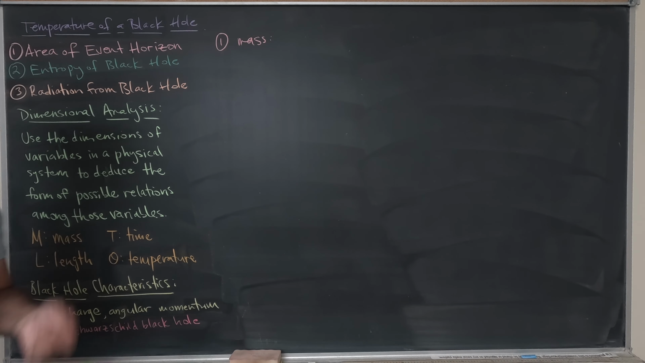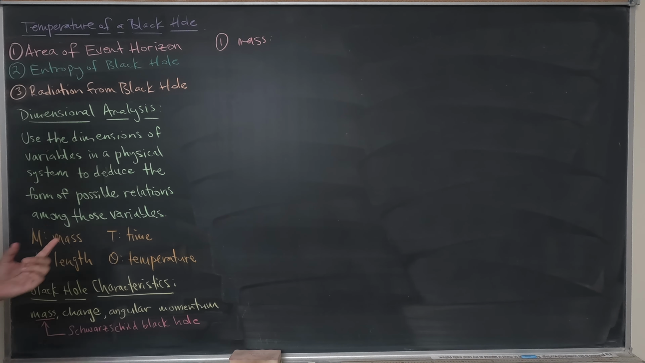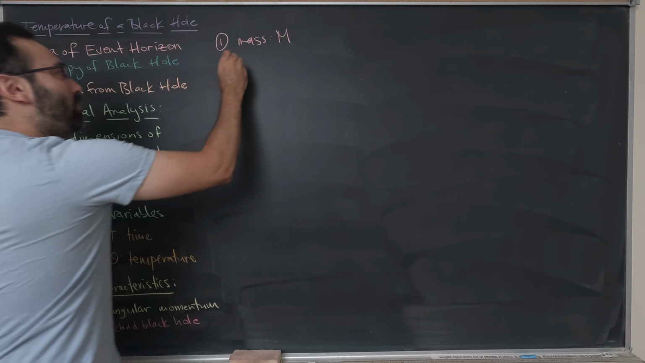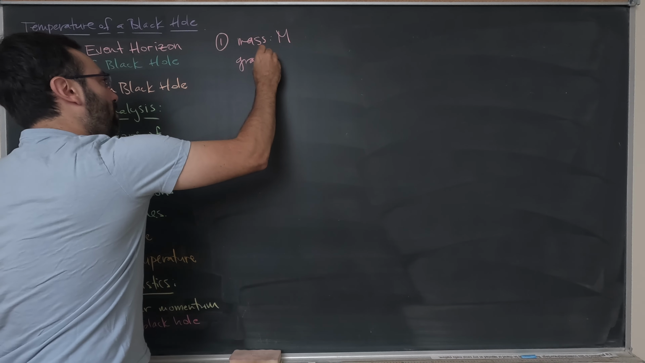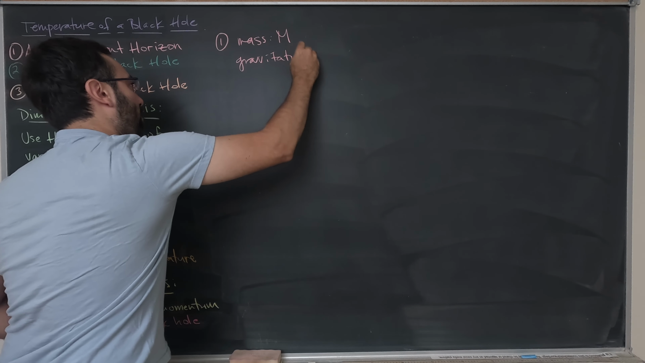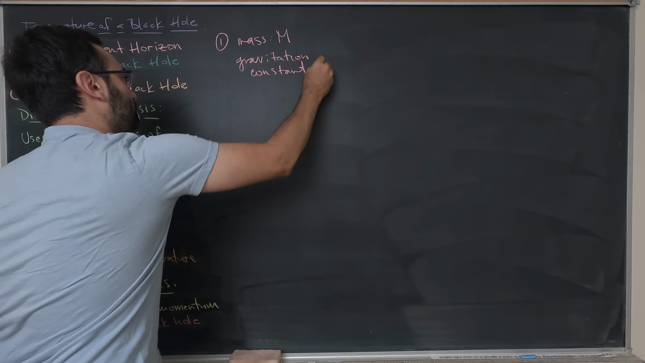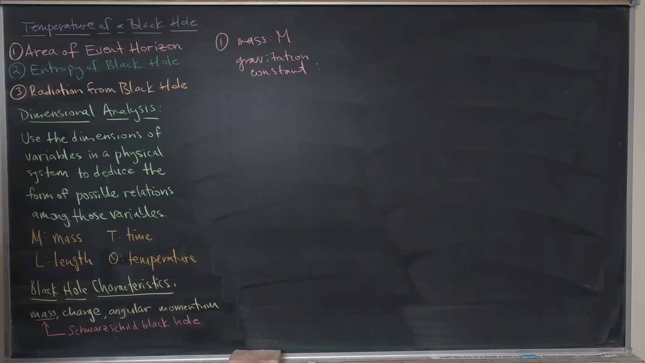For the mass of a black hole, when we measure that physical property, the dimension we're looking at is, well, mass, capital M. But how about the gravitation constant? Well, it's not a time, it's not a length.